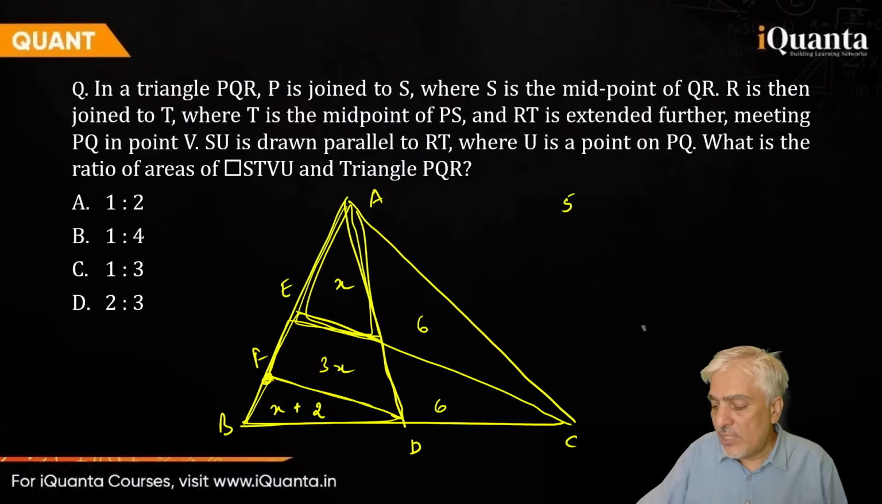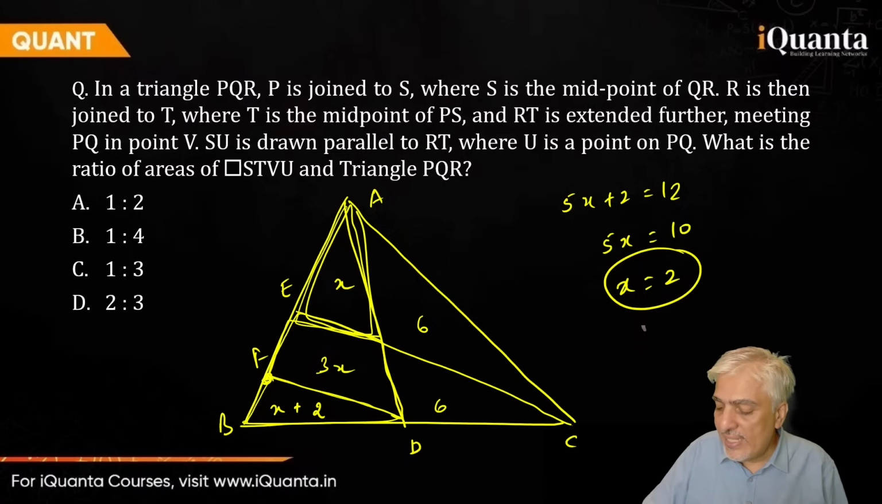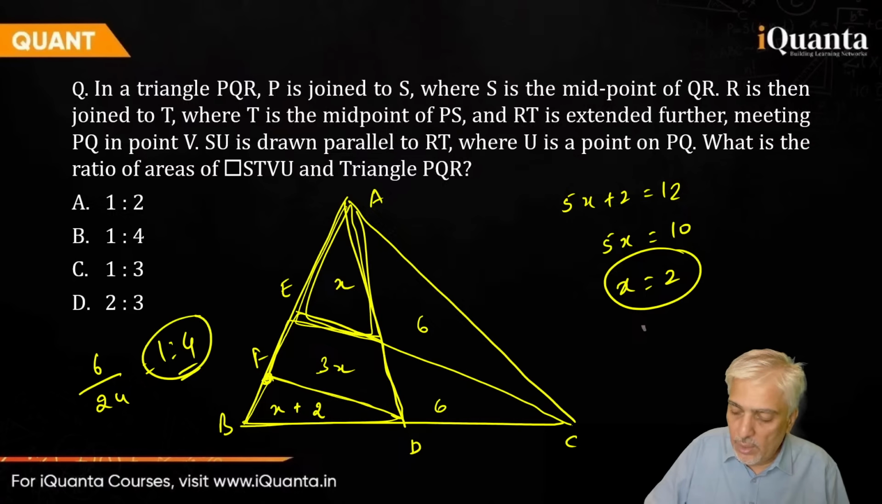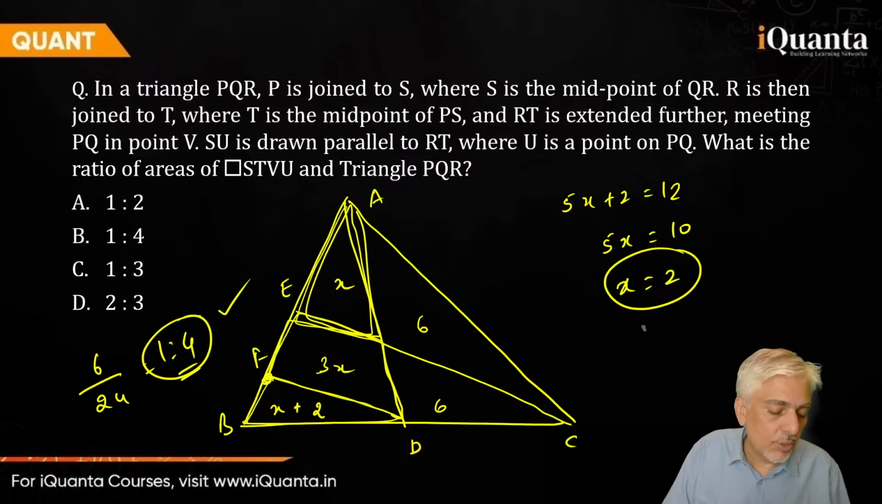So you'll get 5x plus 2 is equal to 12. 5x is 10. x is 2. So this comes out to be 6. 6 upon 24, 1:4. One of the best ways to go about this question, I think so.